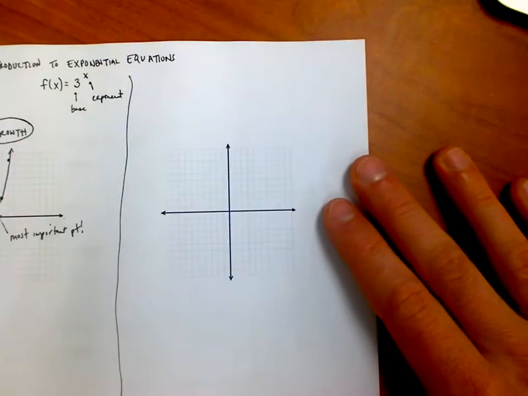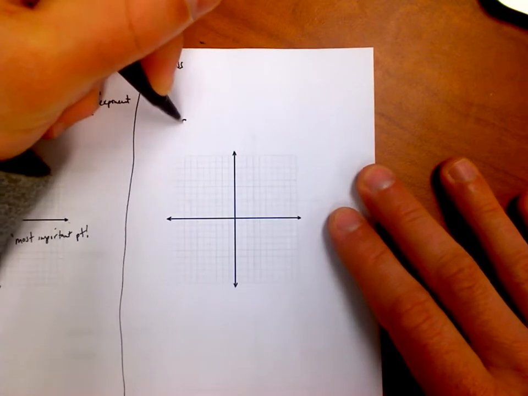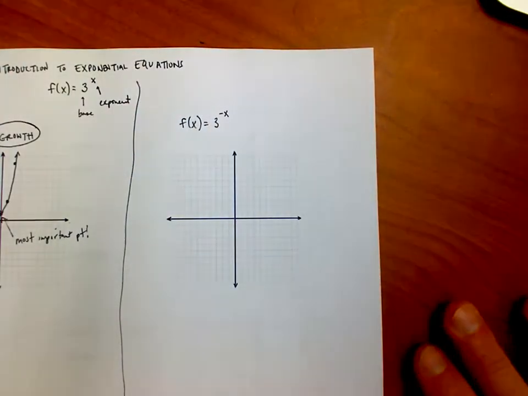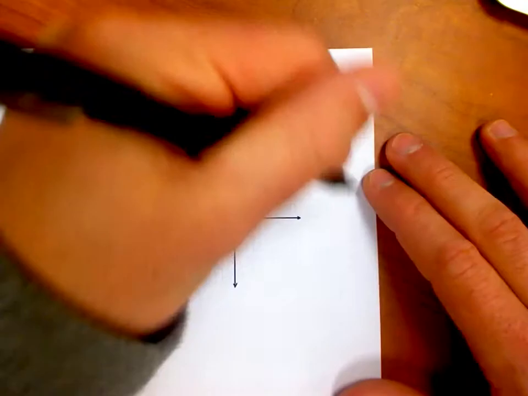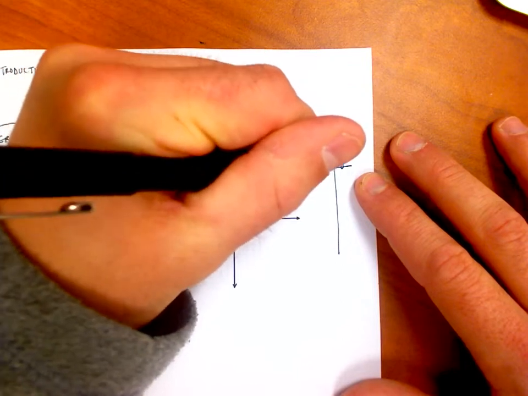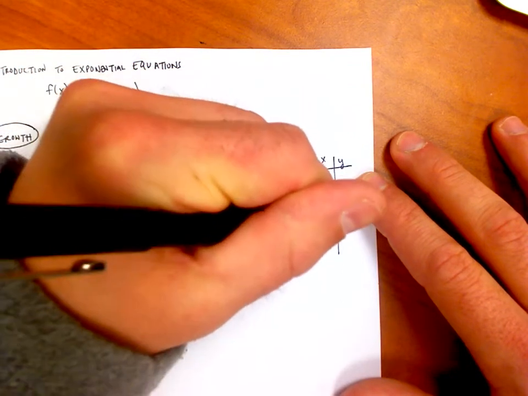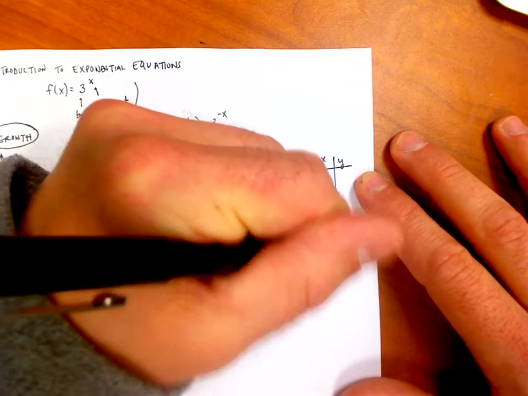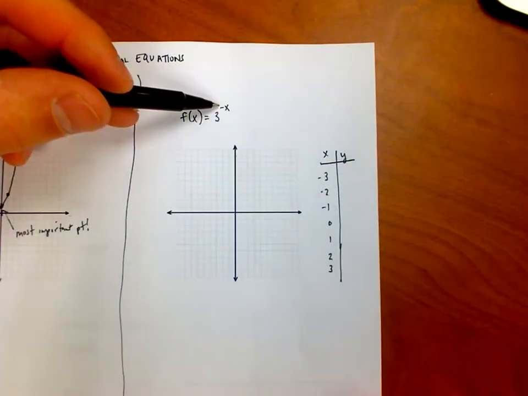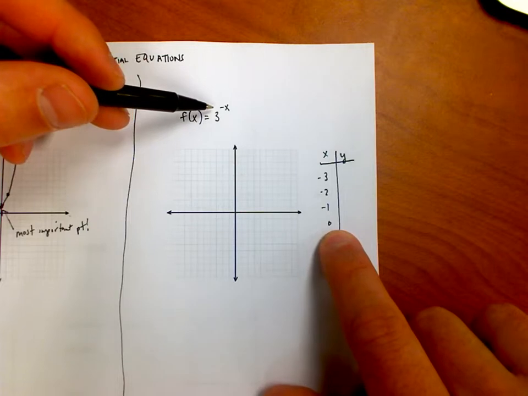Let's look at what happens though if we put something like f of x is equal to 3 to the negative x. What if that's a negative exponent? Well, I'm going to go ahead and build a little t-table and put some values in, and let's figure out what would happen if I put these different values of x into my equation. Let's start with 0, because that's the easiest one.